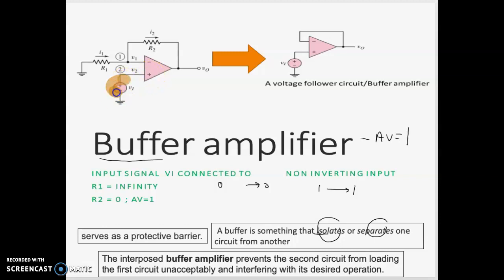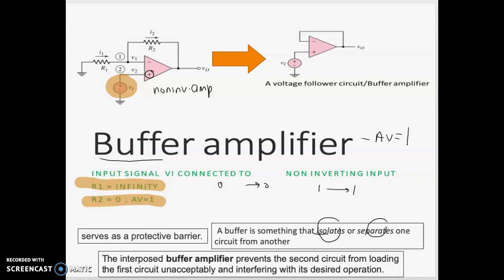We need to look at the V1. You see V1 here is connected to the positive, the non-inverting input, right? So we can call this one a non-inverting amplifier. In order for you to change this non-inverting amplifier to a buffer, you need to make sure these two conditions.